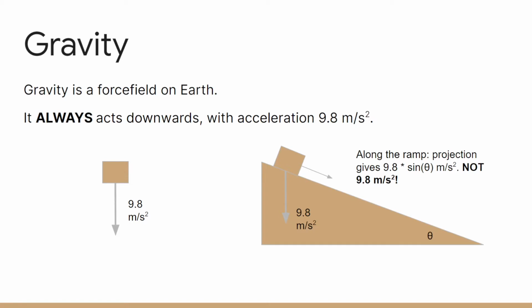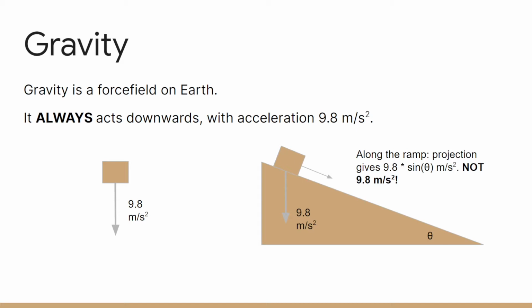Now remember that when we're looking at gravity and problems relating to free fall, gravity is always going to be a force field on the planet, meaning it's everywhere and it always acts downward. It's going to be also with an acceleration of 9.8 meters per second squared. So look at these two diagrams here. The one on the left just shows a block falling downwards, right? Just completely vertical motion. So it's going to be falling directly downwards at 9.8 meters per second squared.